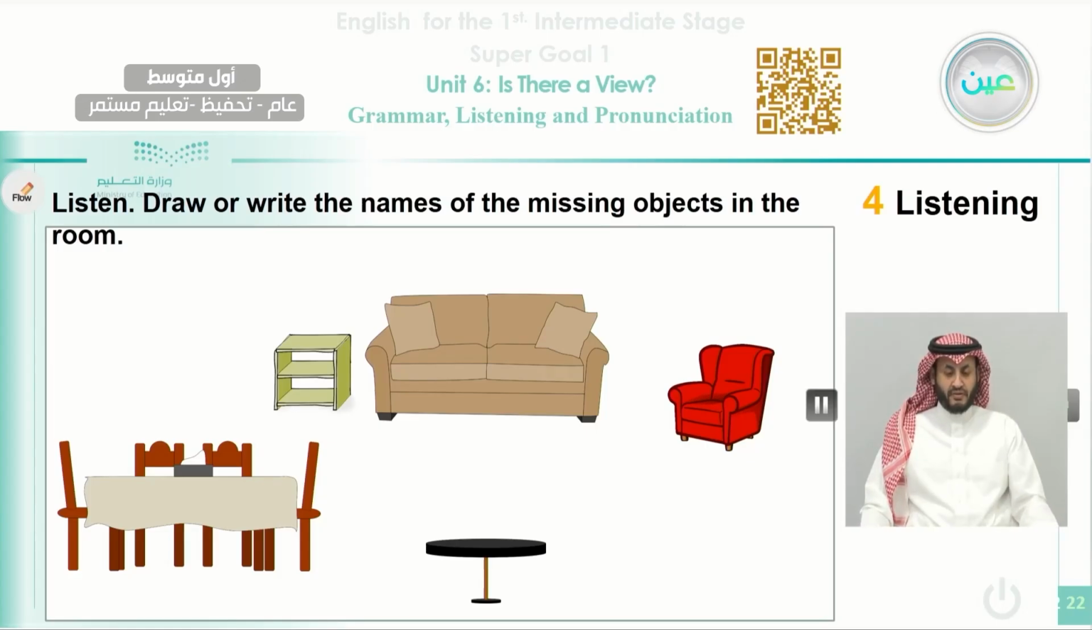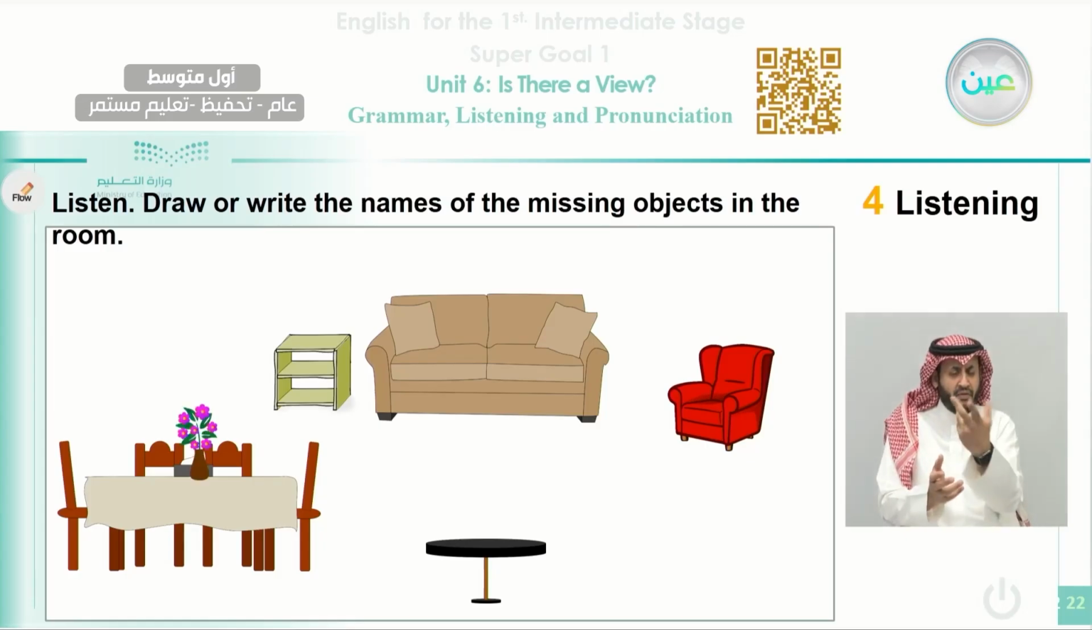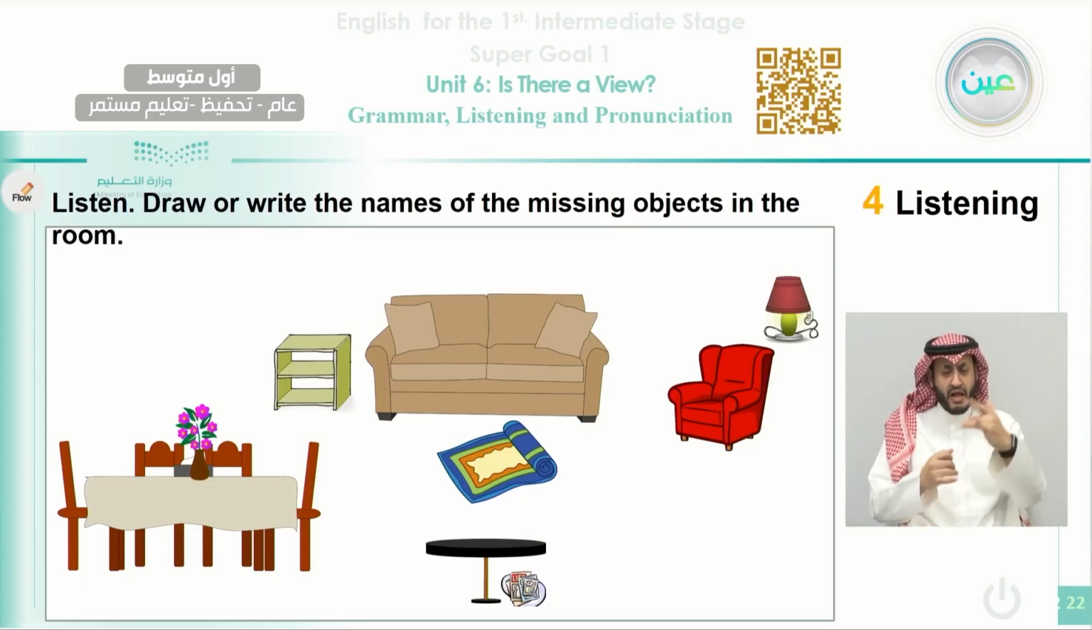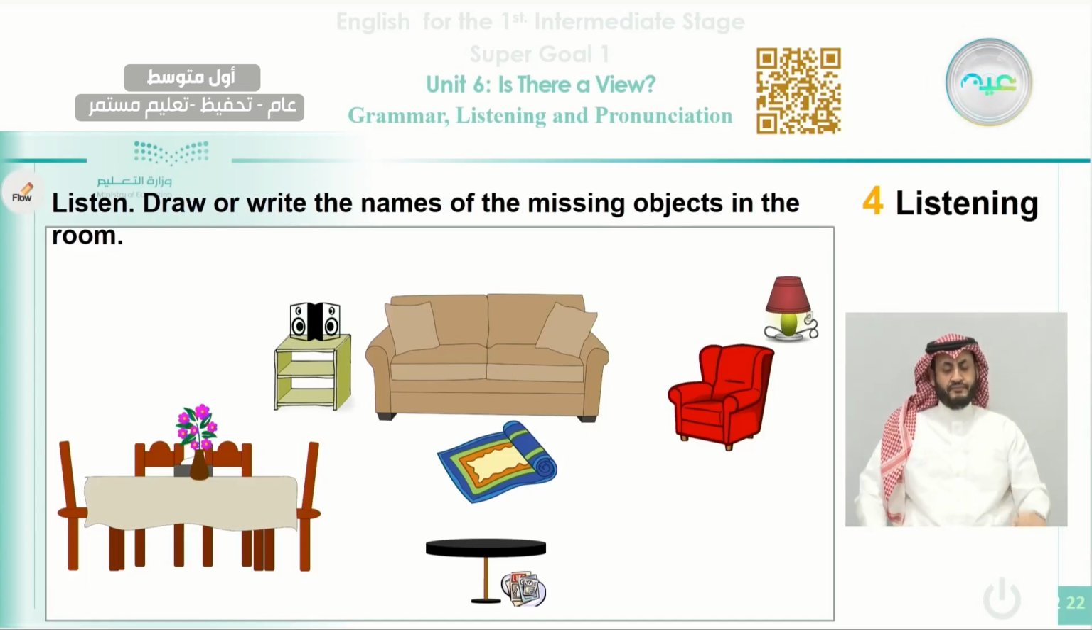Listen, draw, or write the names of the missing objects in the room. One, there's a vase with flowers on the dining room table. Two, there's a rug in front of the sofa. Three, there's a magazine under the small round table. Four, there's a lamp behind the armchair. Five, the sound system is on the shelf. Six, there's a painting on the wall.